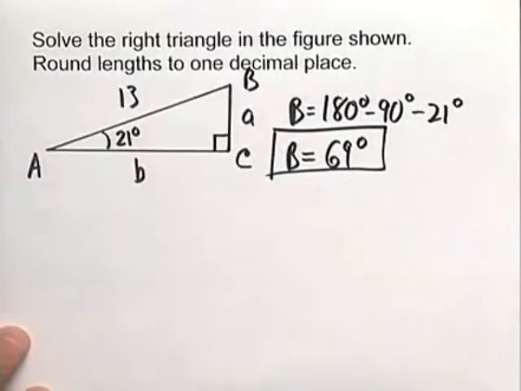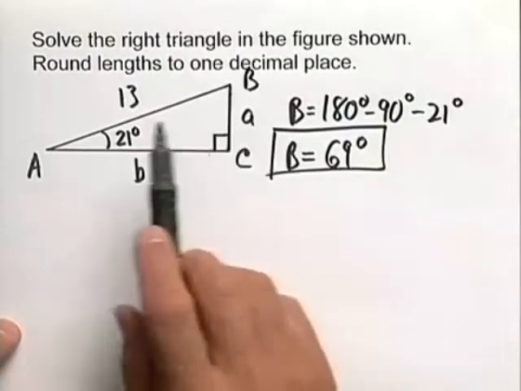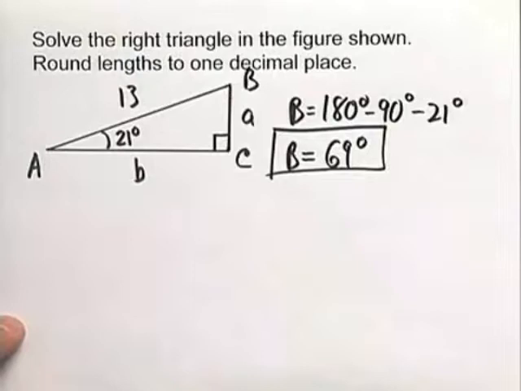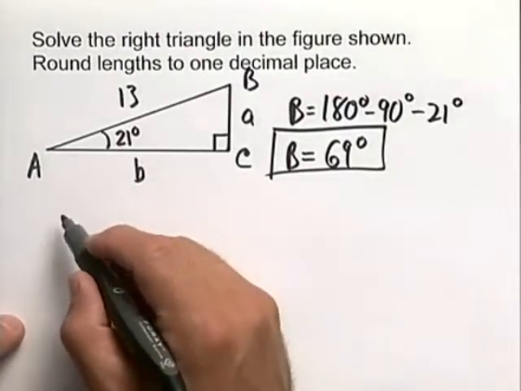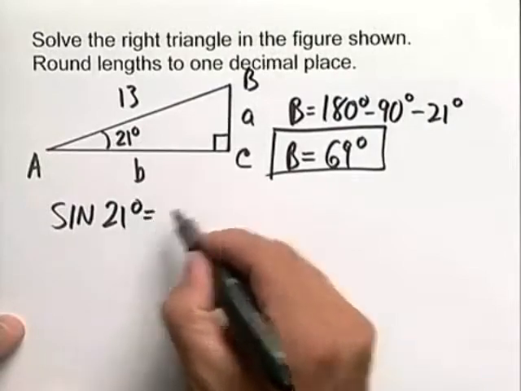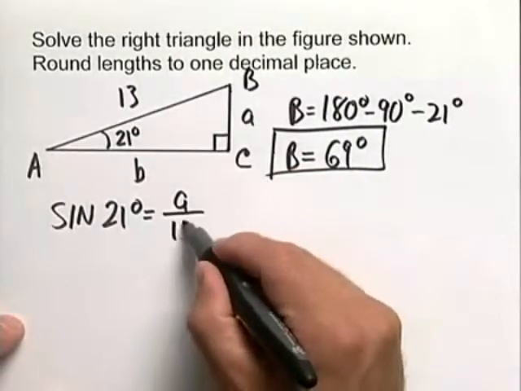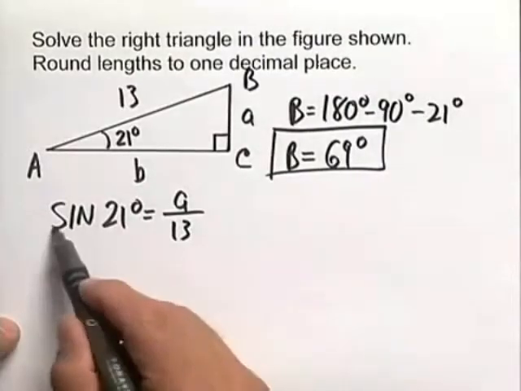It doesn't matter which one you want to find first. Let's just go ahead and find A. So now we've got to think about what trig function involves 21 degrees, side A, and the hypotenuse, which is 13. So let's write this. That's obviously the sine. So this is the sine of 21 degrees is equal to the opposite, A, over the hypotenuse, which is 13.